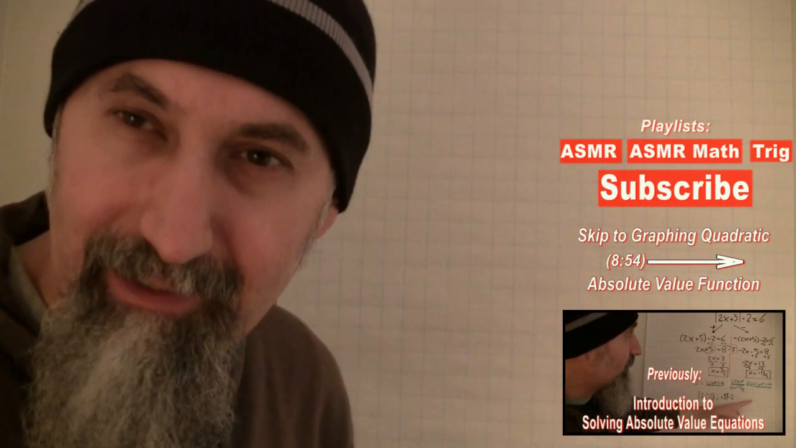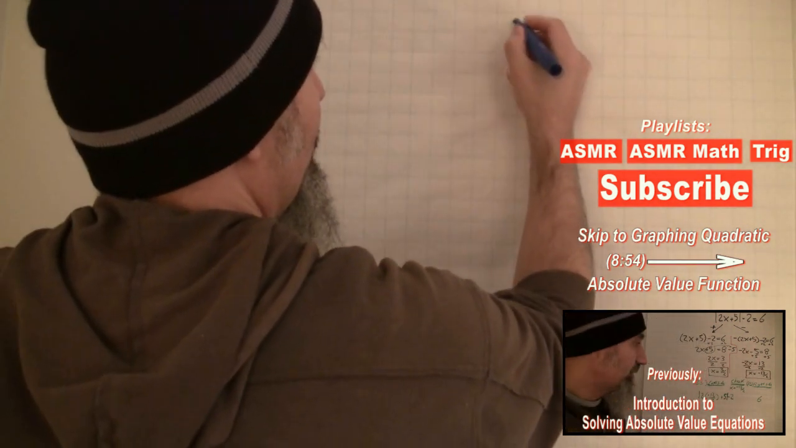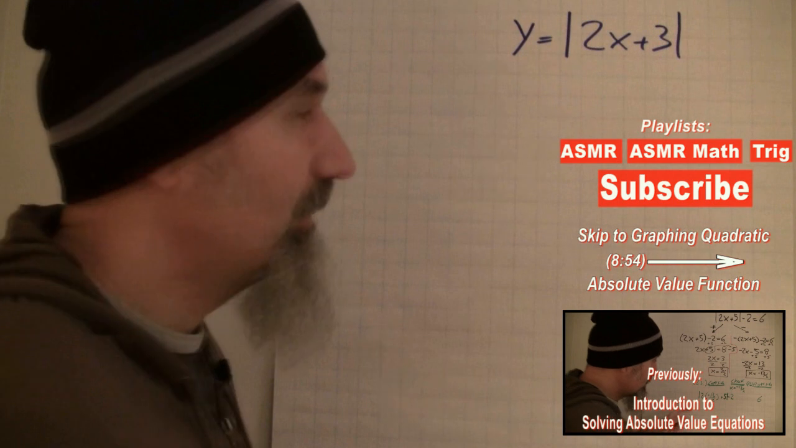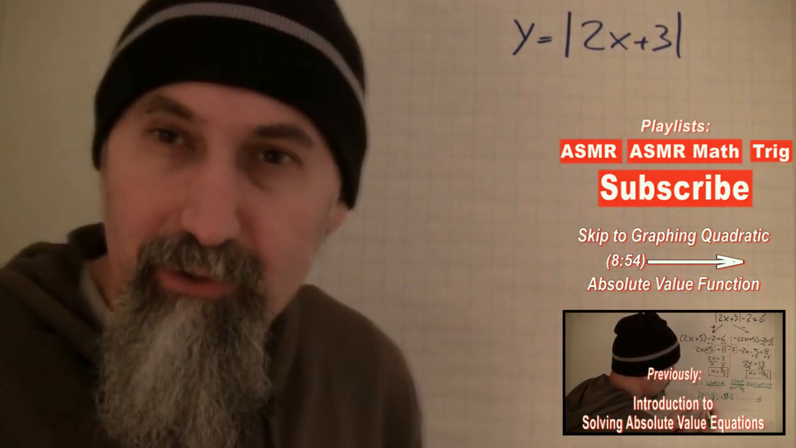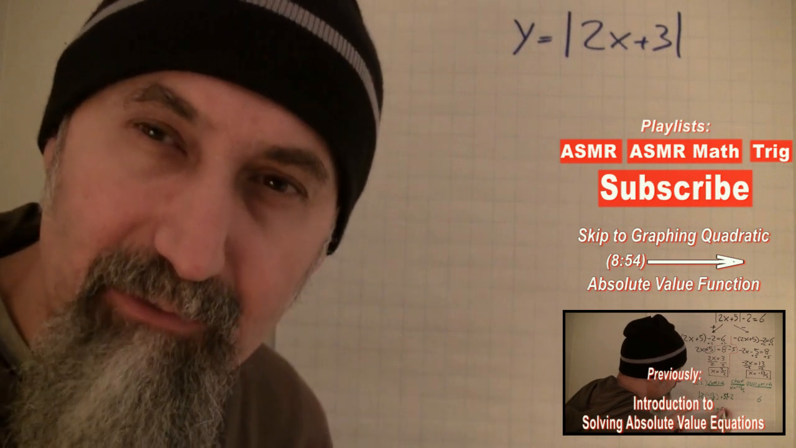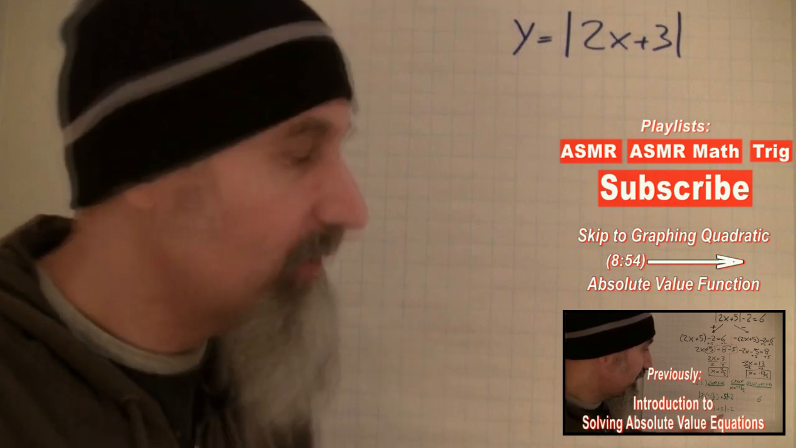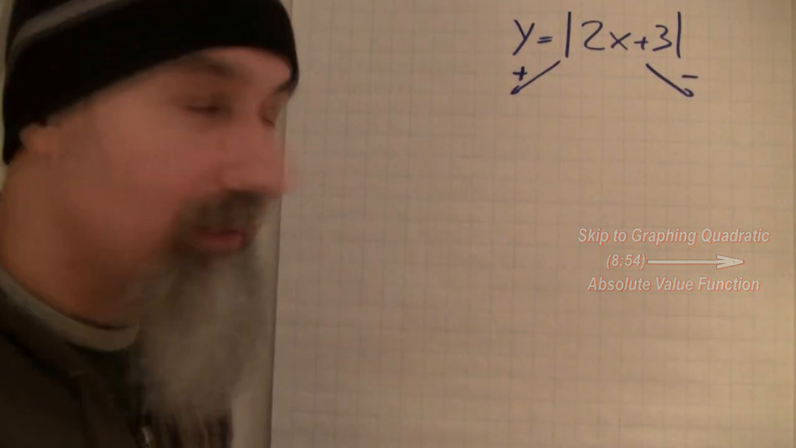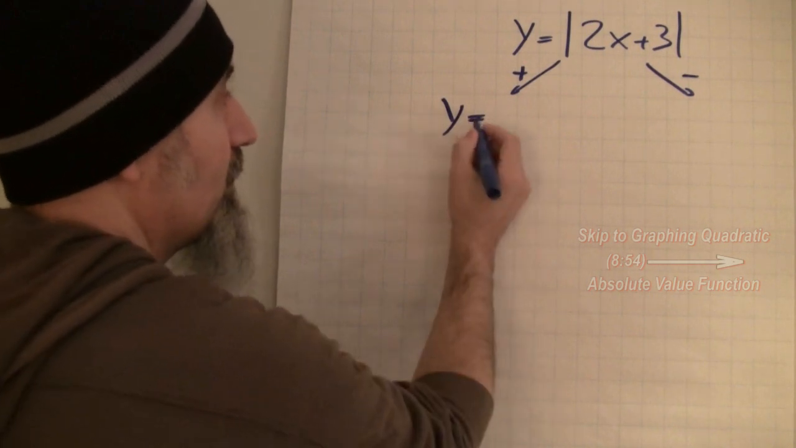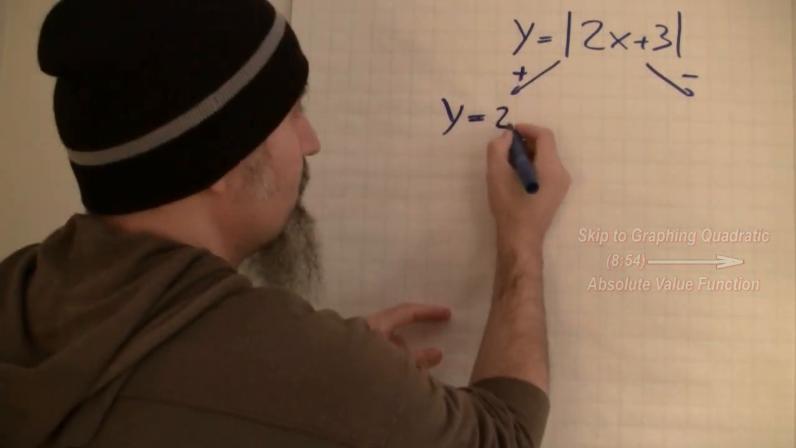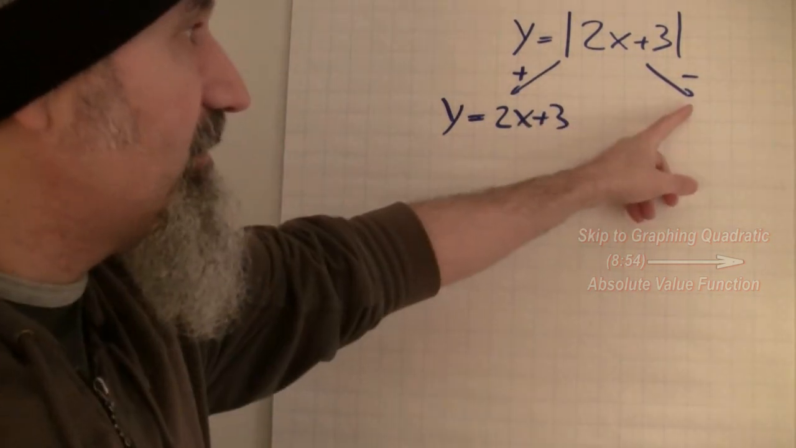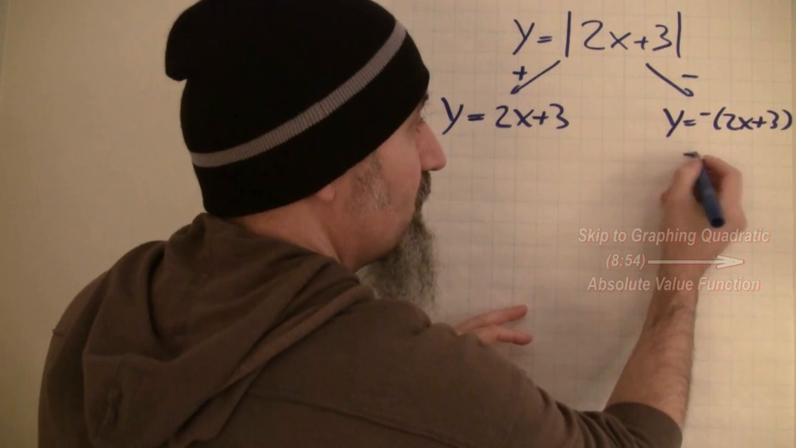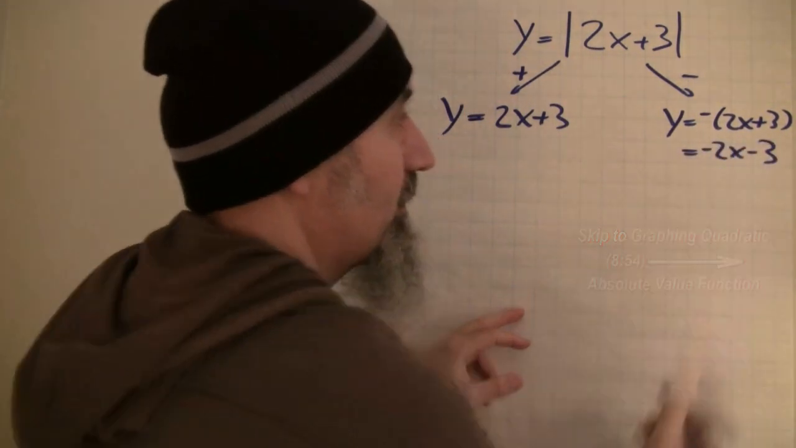So let's assume we have a function, y is equal to the absolute value of 2x plus 3. What we do when we're trying to graph absolute value functions is exactly the same as when we're solving absolute value equations. We break this up into the positive and the negative. So y is equal to the positive of this, which is 2x plus 3. The negative of that becomes y is equal to negative (2x plus 3), which means y is equal to negative 2x minus 3.